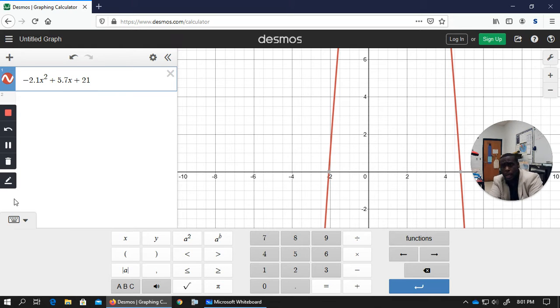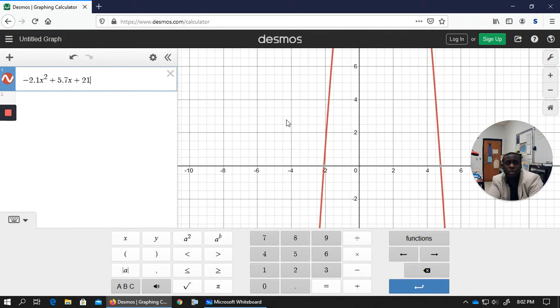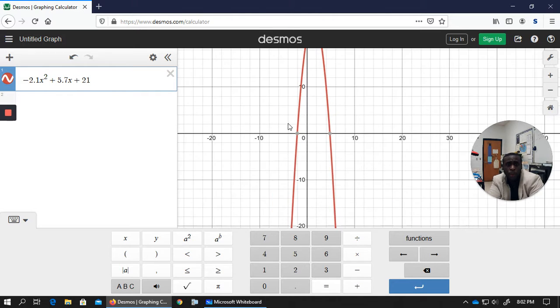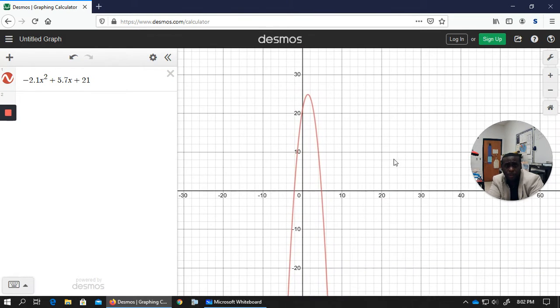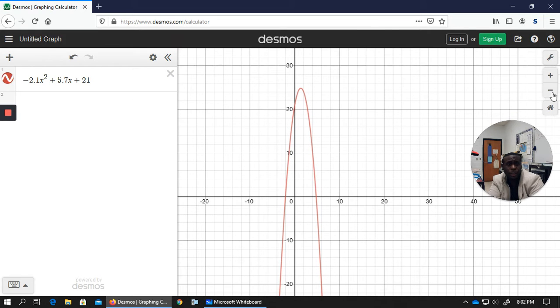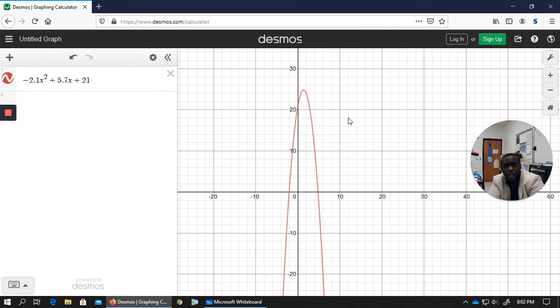Okay, so guys, this particular example here was y equals negative 2.1 x squared plus 5.7 x plus 21. And so if we're doing this in Delta Math and we're asked to find the maximum and find the maximum value, it's as simple as, you may have to zoom out or zoom in, but that relative maximum is going to be that highest point there.